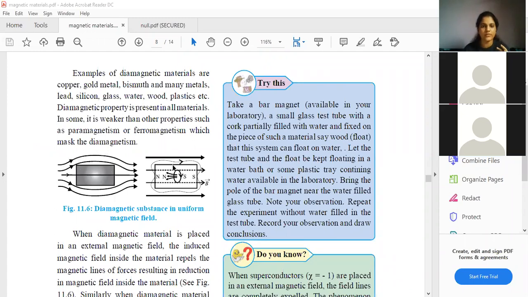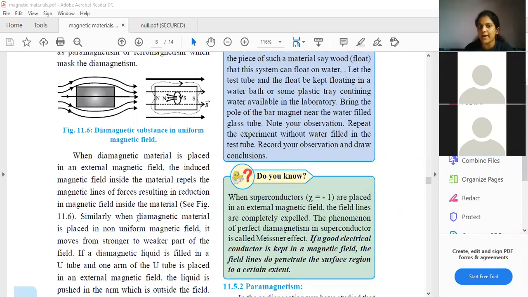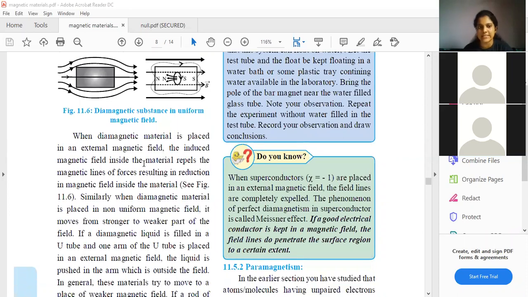Now I'll read out the part below, which depends on the diagram that I just discussed. When a diamagnetic material is placed in an external magnetic field, students, before that, there are two types of magnetic field: a uniform magnetic field and a non-uniform magnetic field. This is when the material is kept in a uniform magnetic field. It is very simple to understand. Uniform magnetic field means the strength is uniform or constant throughout, and non-uniform magnetic field means at some places the strength is weak and at some places it is strong.